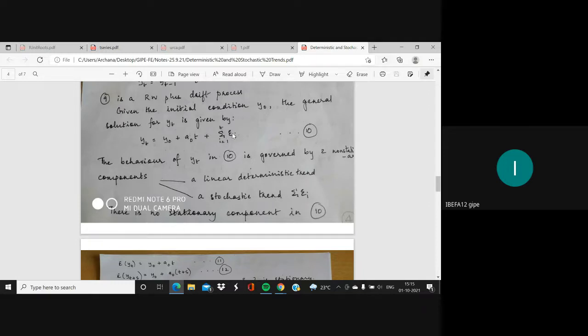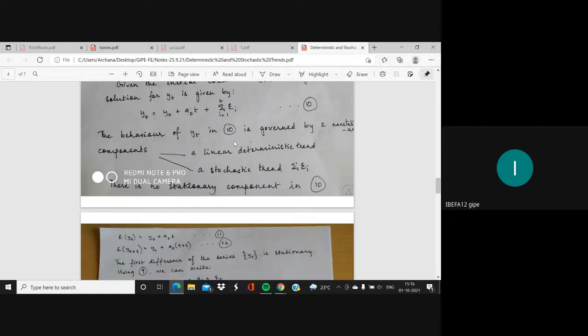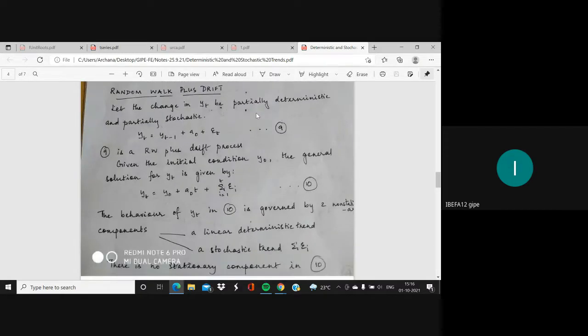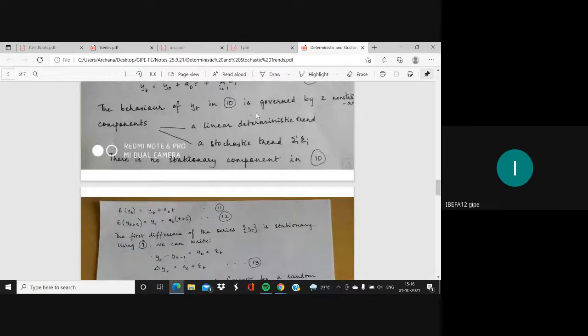And again, if you remember, since the error terms are entering this equation with a coefficient of unity, the impact of each error term will be permanent in nature. So yt will be affected by these shocks in a permanent way. The effect of these shocks will not die out over time. So in effect, it means that there is no stationary component in equation 10. So if you have a random walk with a drift, it is made up of two non-stationary components. So the whole time series becomes non-stationary as a result.